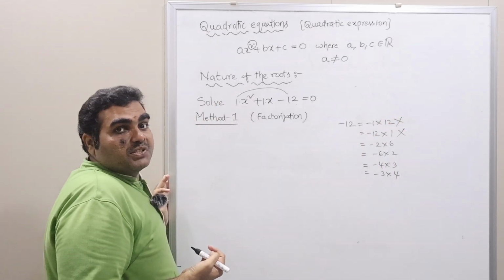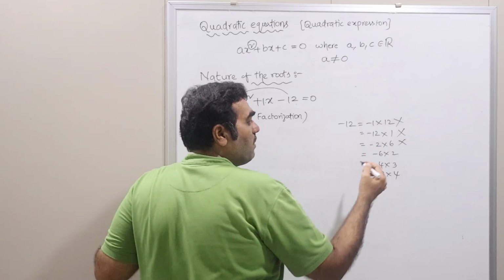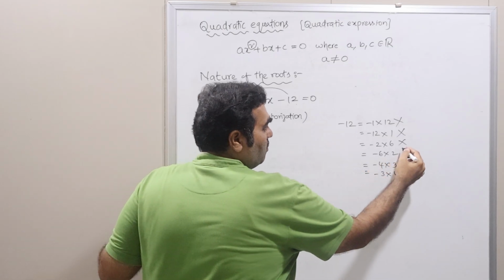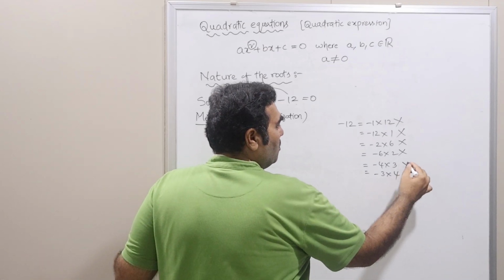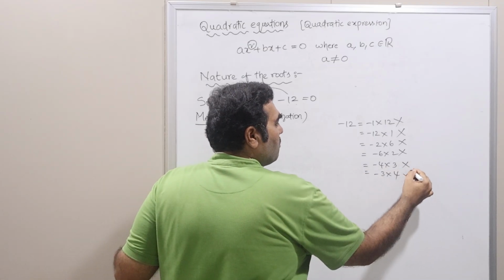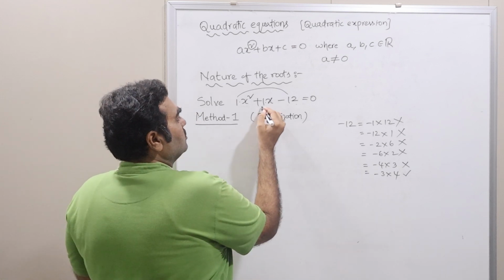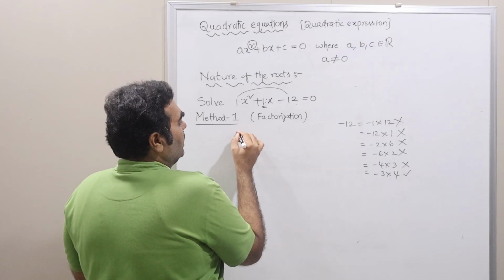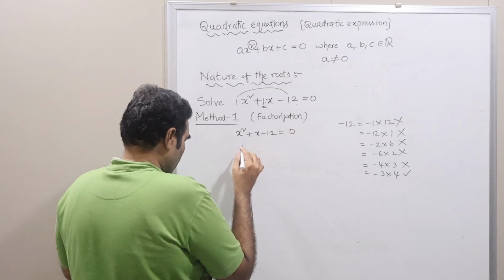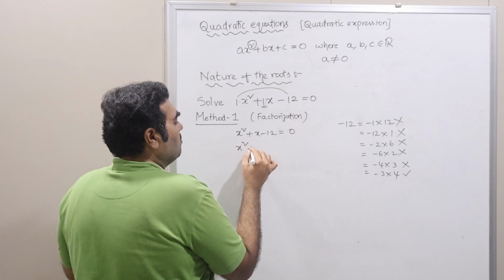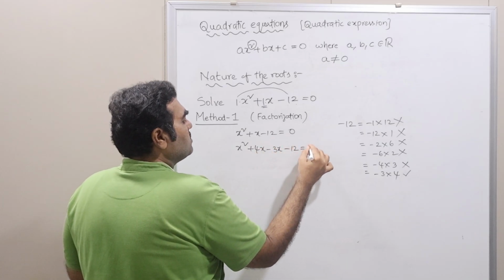The third one, minus 2 and 6, when you add these two, you get plus 4, ruled out. Minus 6 and 2, minus 4, ruled out. Minus 4 and 3, minus 1, still ruled out. Minus 3 and 4. Minus 3 plus 4 is equal to 1. So it is matching. So you can write the equation as x square plus 4x minus 3x minus 12 is equal to 0.